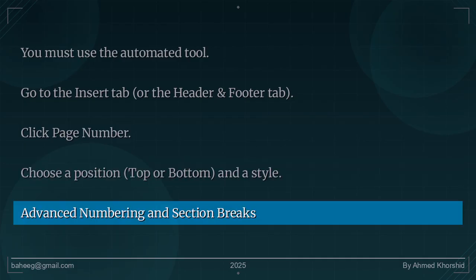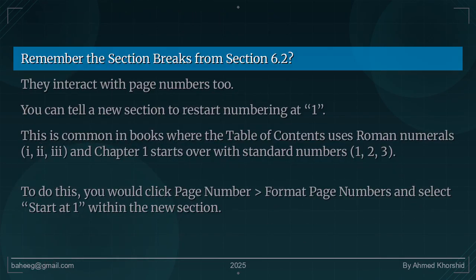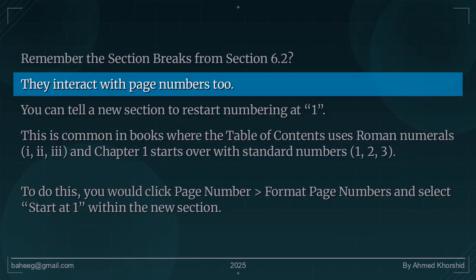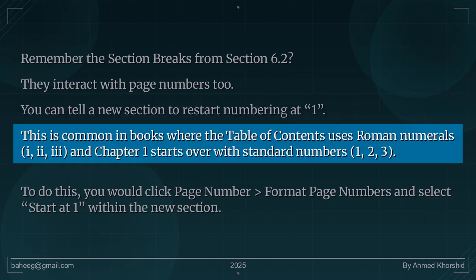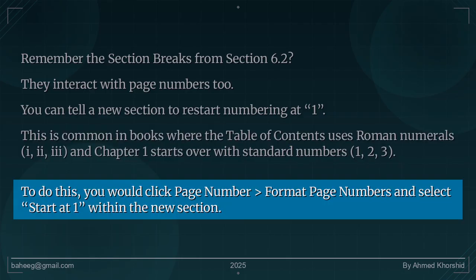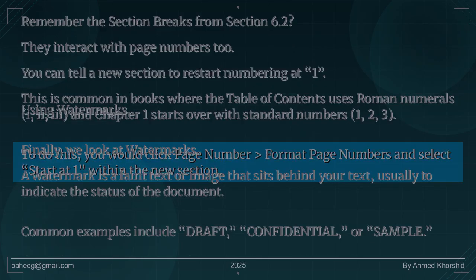Advanced numbering and section breaks. Remember the section breaks from section 6.2. They interact with page numbers too. You can tell a new section to restart numbering at 1. This is common in books where the table of contents uses Roman numerals I, II, III, and chapter 1 starts over with standard numbers 1, 2, 3. To do this, you would click Page Number, Format Page Numbers and select Start at 1 within the new section.